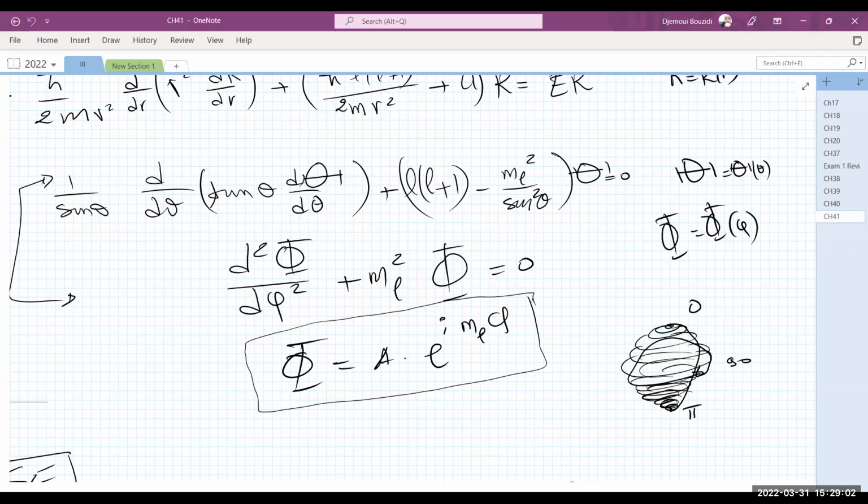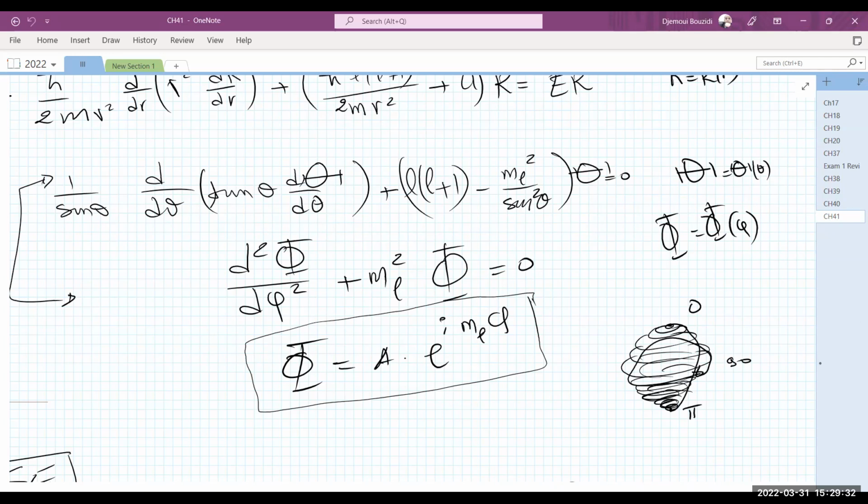Remember, when you change a variable, you always have to worry about the boundaries of integration, where they go. This is the same thing. So x goes from negative infinity to positive infinity, y goes from negative infinity to positive infinity, z goes from negative infinity to positive infinity. In this case, r goes from 0 to infinity. It still describes the space if I take phi and make it go from 0 to 2 pi, and theta goes from 0 to pi. Okay, so the whole problem is fully described this way.